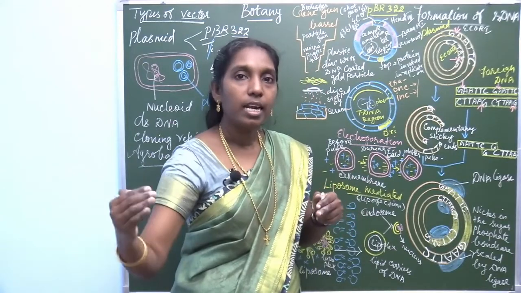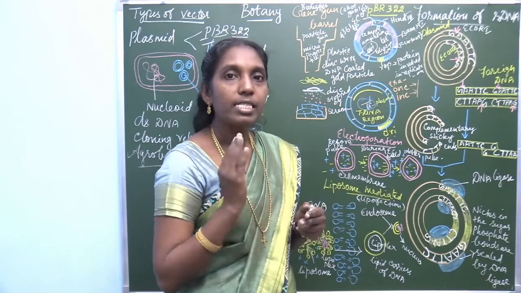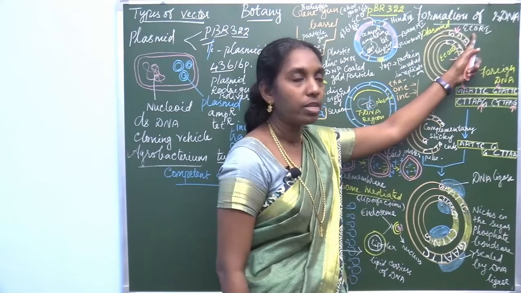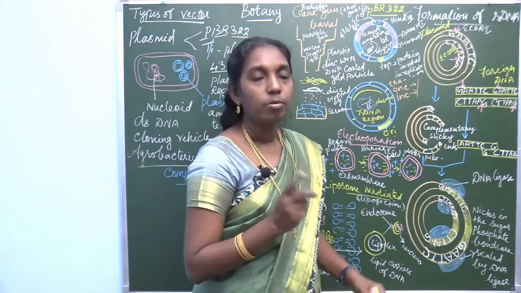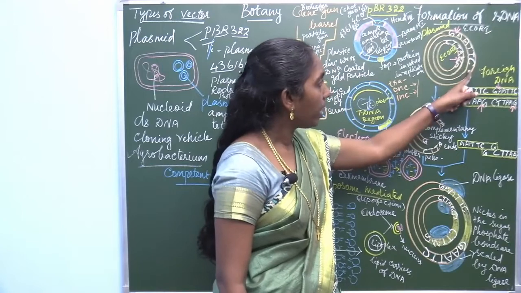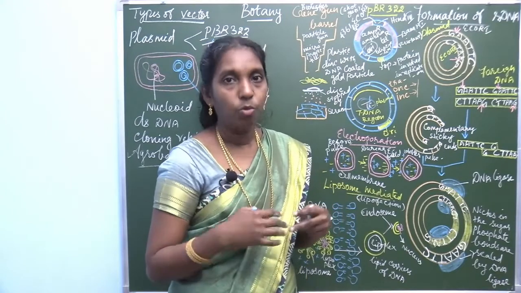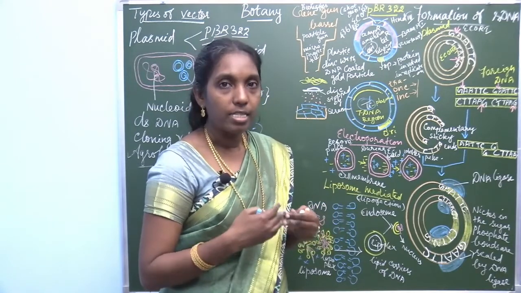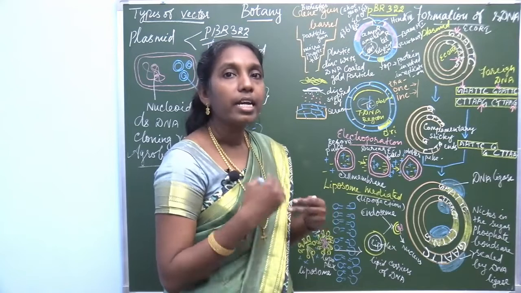At the same time, the isolated DNA of the desirable gene is cut open with the help of the same restriction endonuclease. The commonly used restriction endonuclease is EcoRI, from E. coli, restriction enzyme 1, because it was the first enzyme to be discovered. This is the DNA sequence of the plasmid, and this is the DNA sequence of the foreign gene. The foreign gene is the desirable gene, introduced by means of restriction enzyme and ligase.